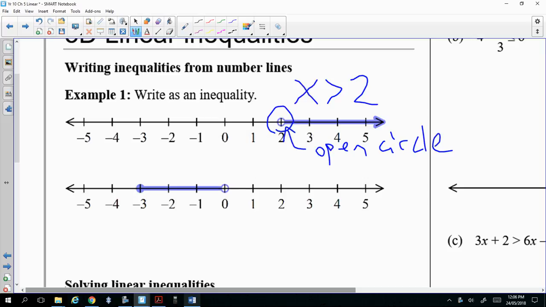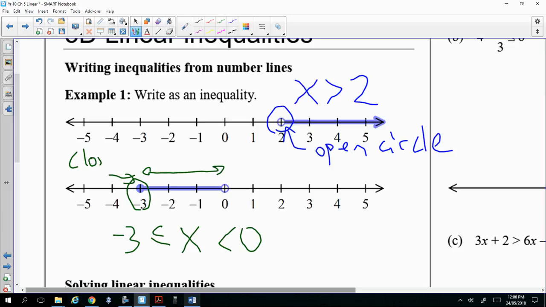Whereas for the second one, this is in between two numbers. It's in between -3 and 0. So it's going to be less than 0, but greater than or equal to -3, because this number is a dark circle or closed circle. When it's closed, you use equal to. Okay? Alright, so we did that.